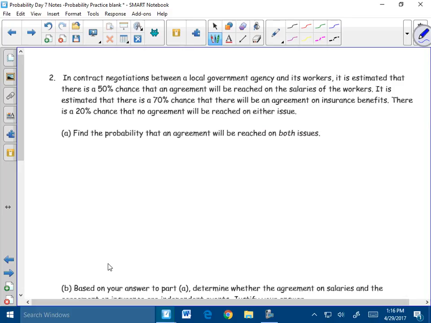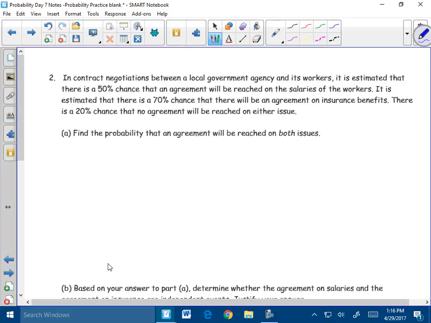In contract negotiations between a local government agency and its workers, it's estimated that there is a 50% chance that an agreement will be reached on the salaries of the workers. It's estimated that there's a 70% chance that there will be an agreement on insurance benefits. There is a 20% chance that no agreement will be reached on either issue.